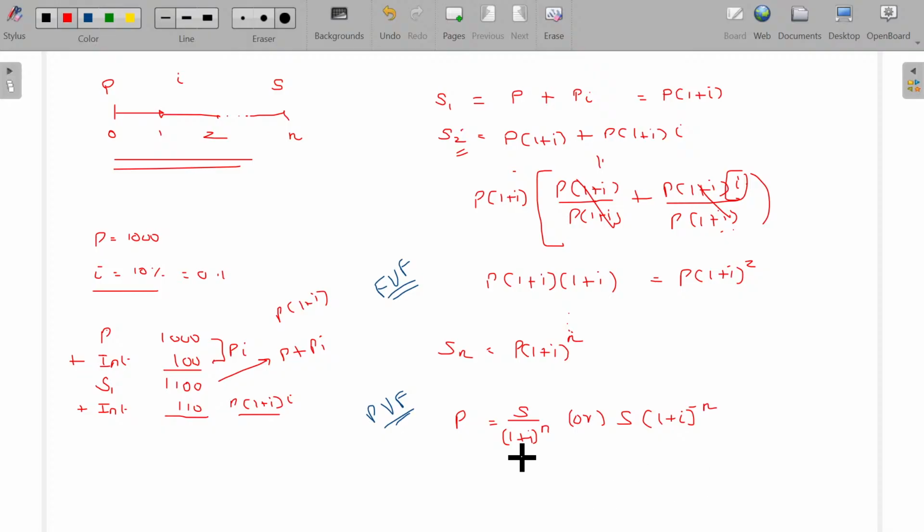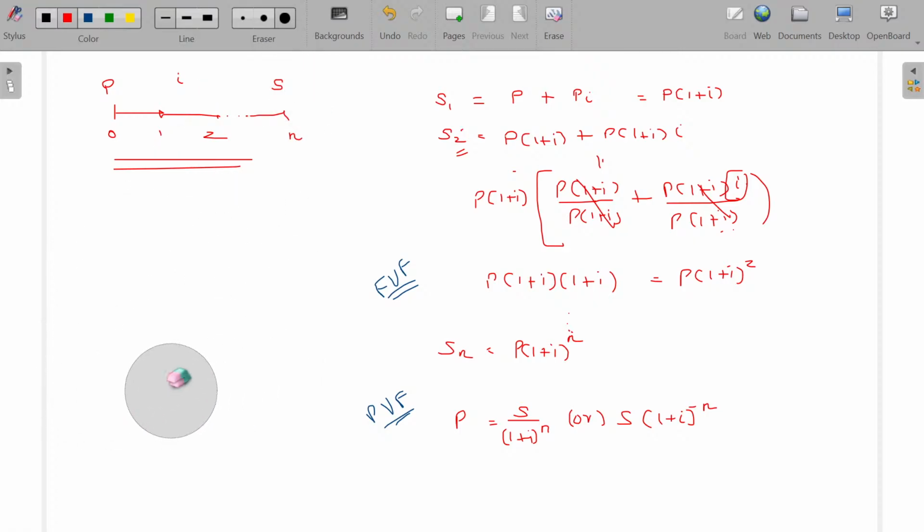And if you want to calculate the I, how can you calculate? To calculate the I, we may use one more calculation step here. S is equal to P into 1 plus I to the power n.